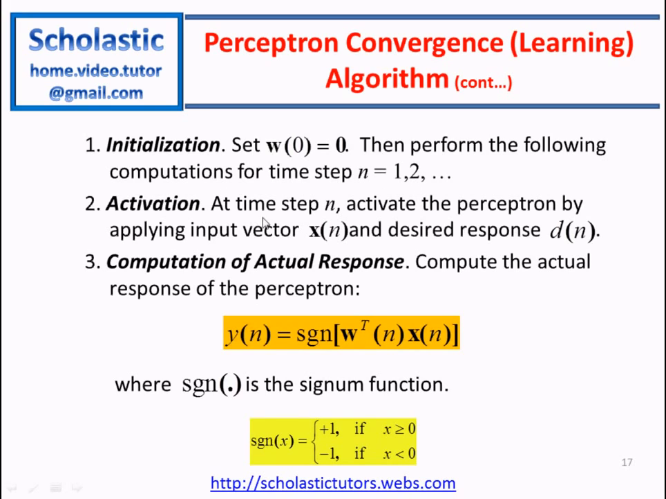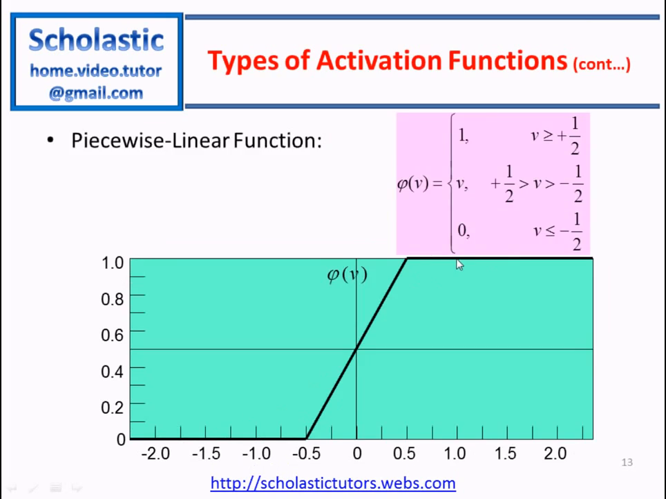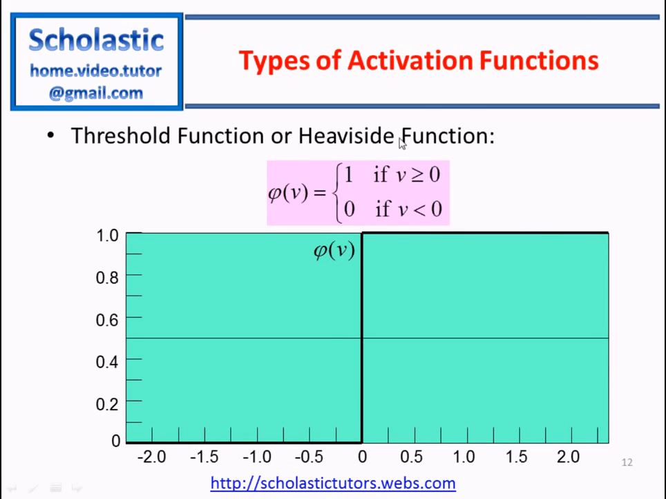The activation function at time step n: activate the perceptron by applying input vector xn and desired response dn. Computation of actual response: compute the actual response of the perceptron by using this equation. This is the weight vector times the input vector, and then it goes through the activation called the signum function. In this particular case, we are using a signum function, which is a very simple function. It is very similar to the function that we saw earlier, but with a little bit of a difference. The function that we saw earlier is called the Heaviside function.